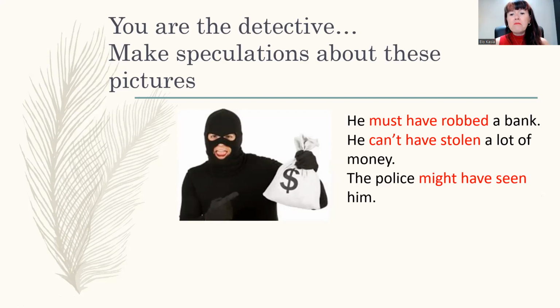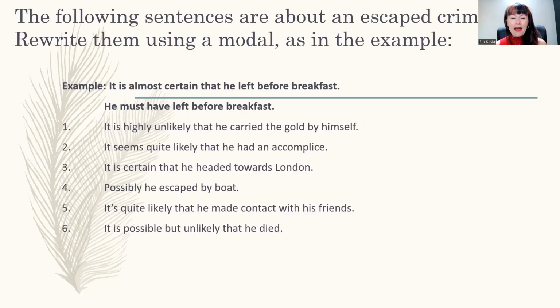And the police might have seen him. Yes, might have seen him. We are not sure if they saw him or not, okay, but they might have seen him. He's wearing a balaclava and he's got a bag. He will be easily spotted, okay? So these are the speculations that you are making. Let us make some more, okay?